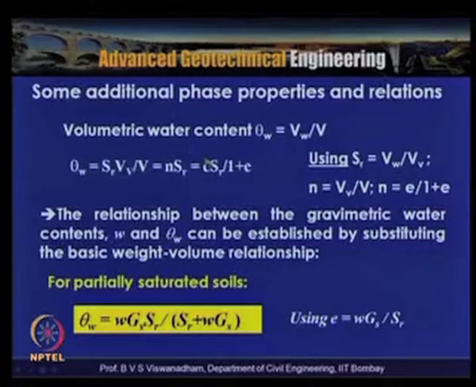If you substitute here, then what we get is that theta w is equal to w Gs Sr by Sr plus w Gs. So, you get a relationship between volumetric water content theta w and the gravimetric water content w. So, theta w is equal to w Gs Sr divided by Sr plus w Gs.